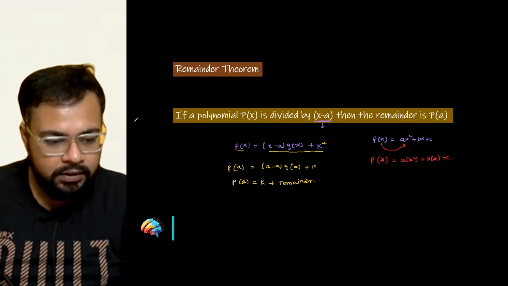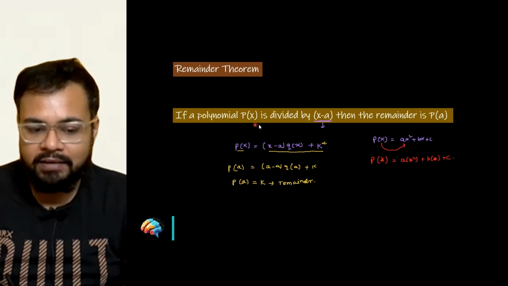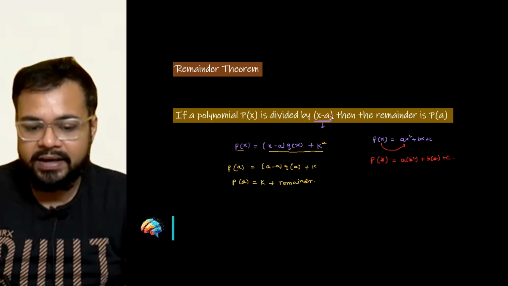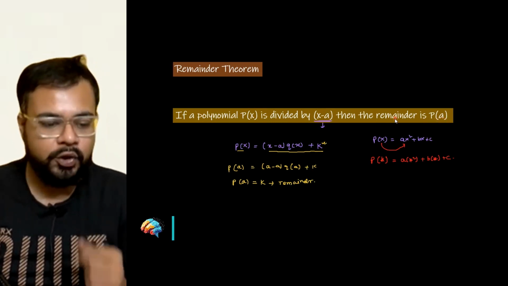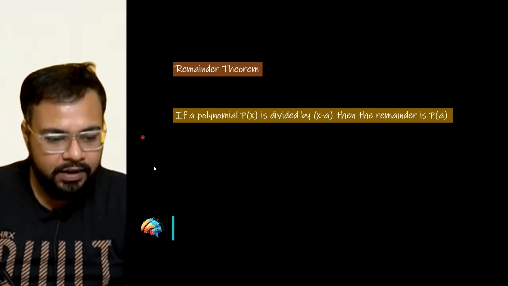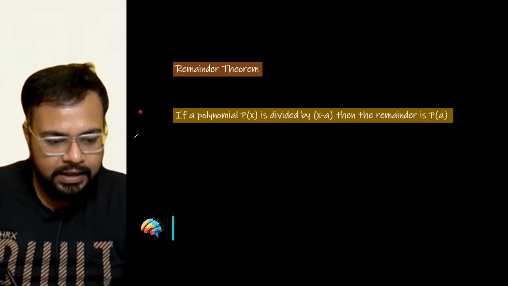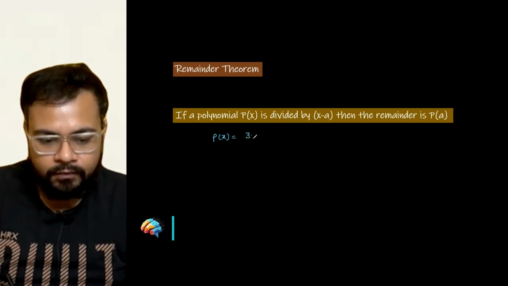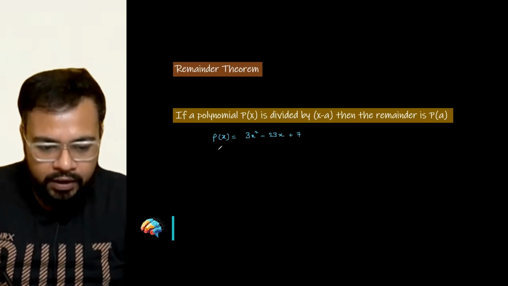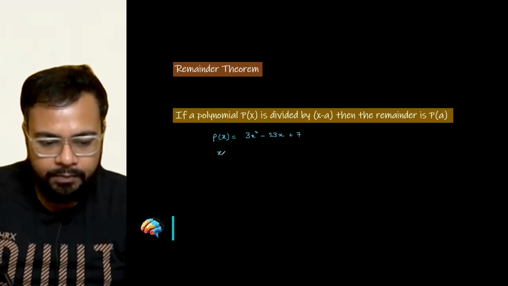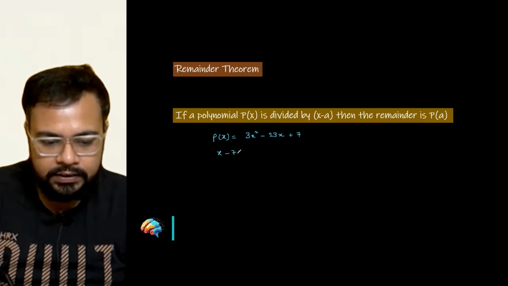Okay, so this is what the remainder theorem was saying. Can you read the statement one more time? If a polynomial P(x) is divided by x minus a, then the remainder is P(a). I'll show you with one example. Randomly, I'll consider a polynomial, let's say P(x) is equal to 3x square minus 23x plus 7.